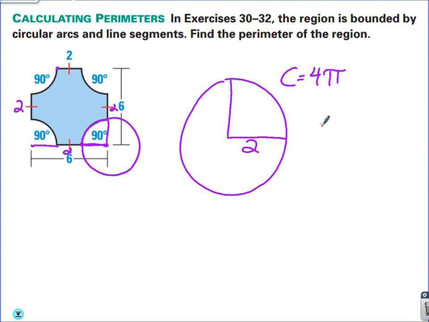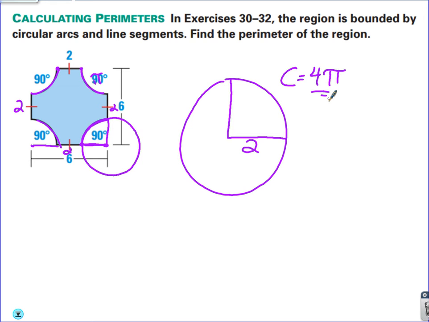We don't want the distance all the way around. We only want the distance from here to here. Well, if the distance all the way around is 4 pi, what's the distance from here to here? 1/4 of it, for a single pi, 1 pi. So the distance from here to here will be a pi. The same for each of the four arcs, which is going to be that same 4 pi again.